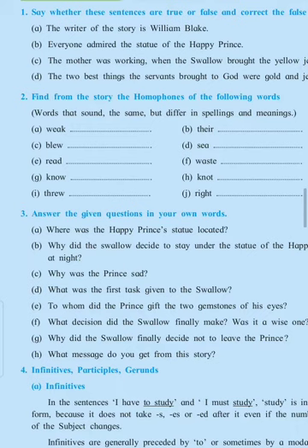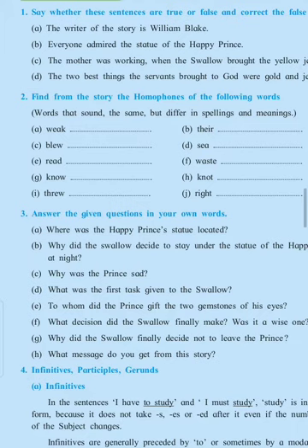What was the first task given to the swallow? The swallow was told to take the red ruby from the prince's sword and give it to the mother of the sick boy. She was so poor that she could not afford to feed the boy anything except water from the river.